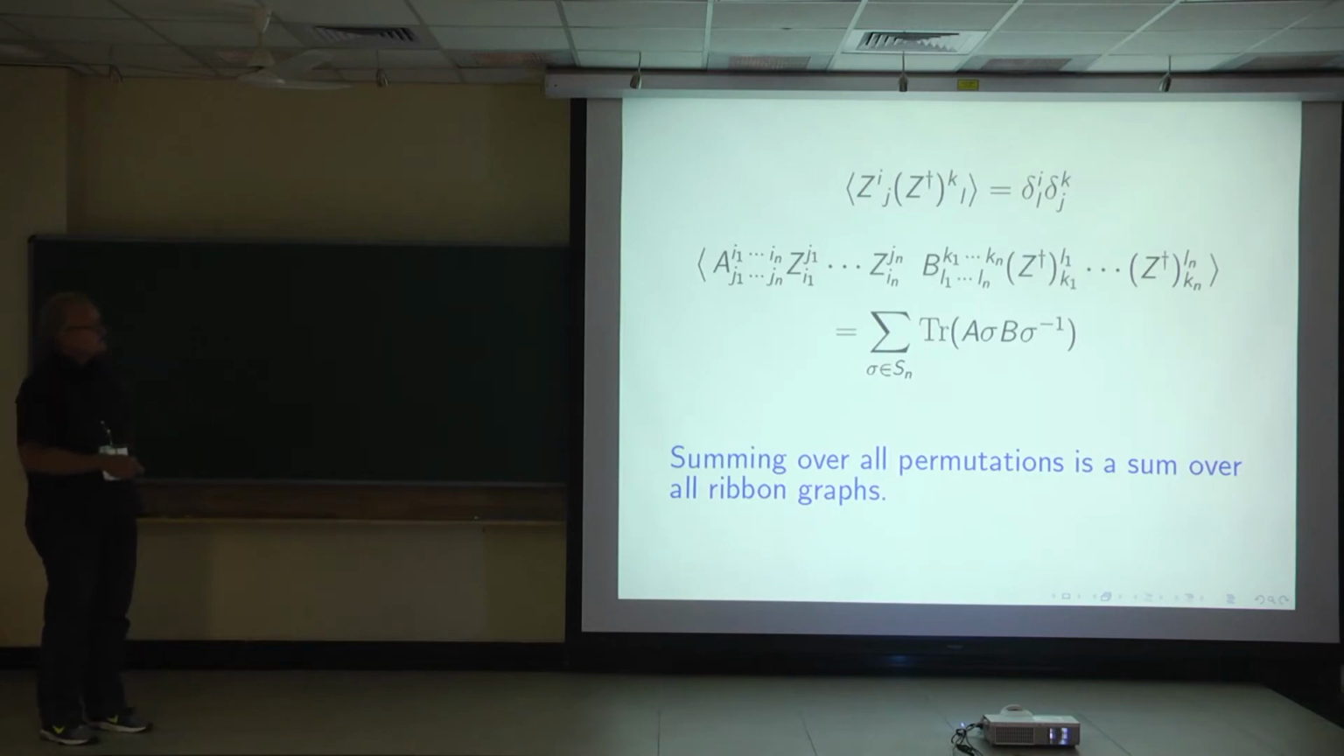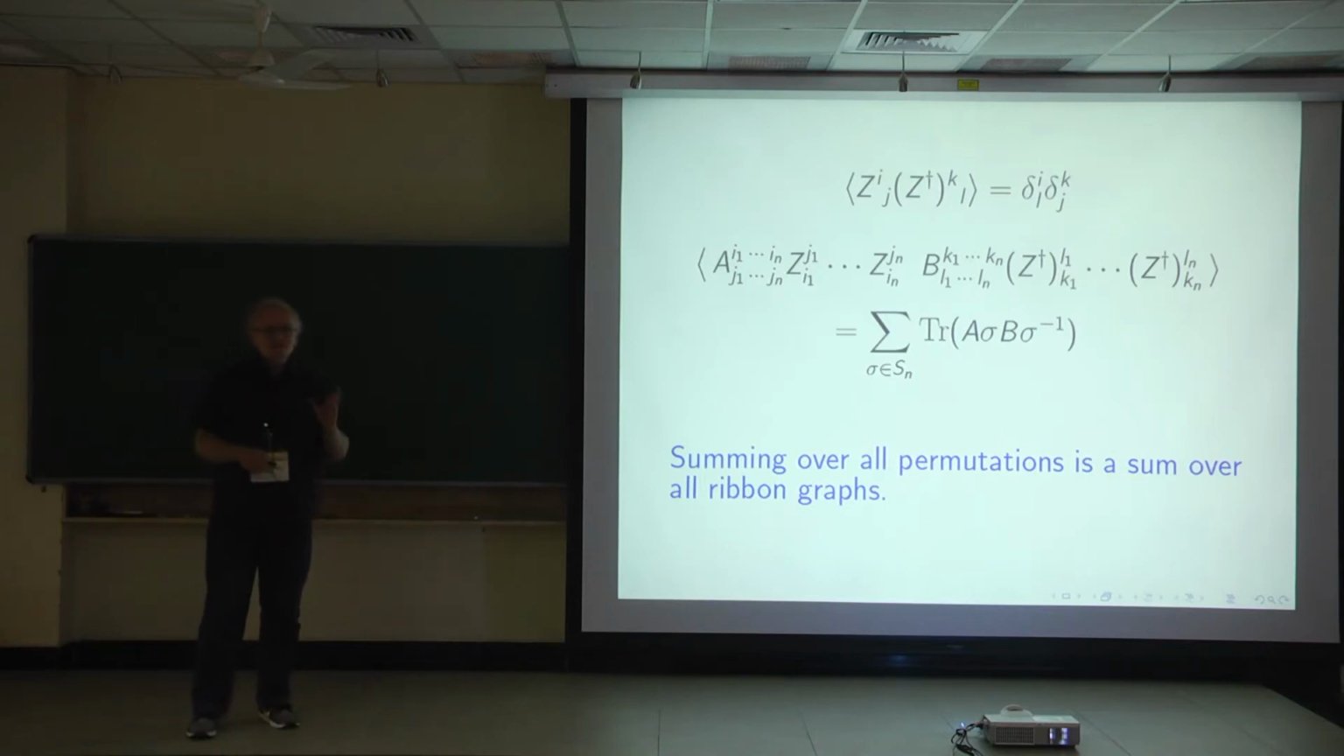To actually calculate this correlator, what do you have to do? You need to pair the z's together with the z daggers, and for each pair, replace it by the Wick contraction, and then sum over all possible pairings. There are n factorial ways to do the pairings. Each particular pairing you choose can again be put into correspondence with a permutation.